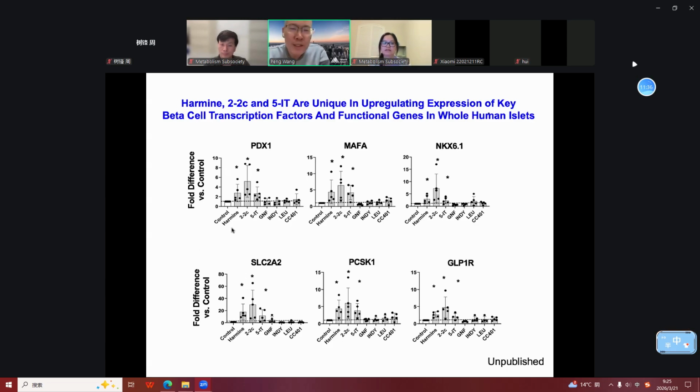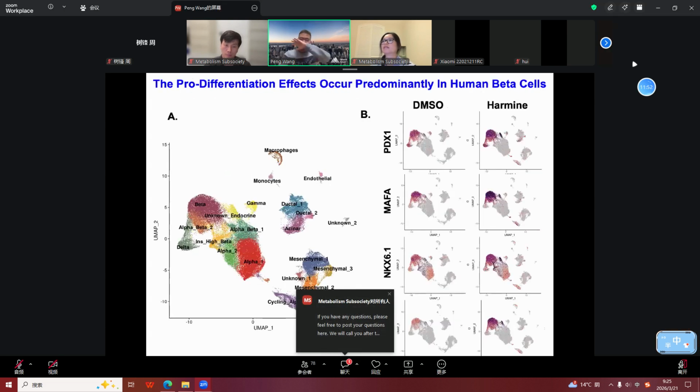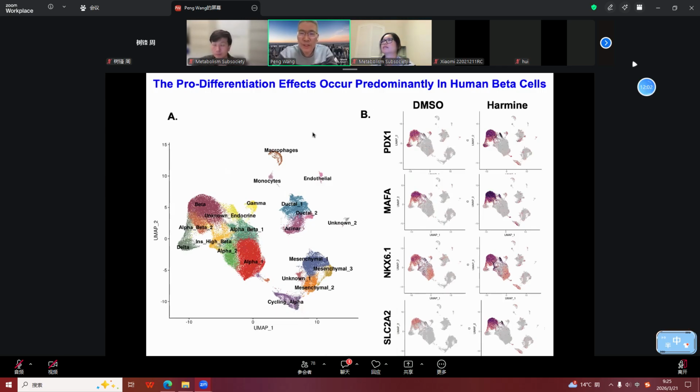So it's really interesting that it means that likely B cell function induction and B cell proliferation have different targets. We also did a single cell RNA-seq and tried to compare what cell types have this induction.